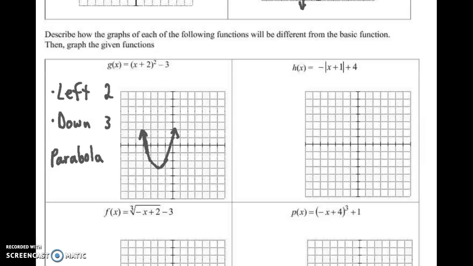And then looking at the next one, you can see the parent function is the absolute value. So that's your V shape. The negative on the outside is an x-axis reflection.